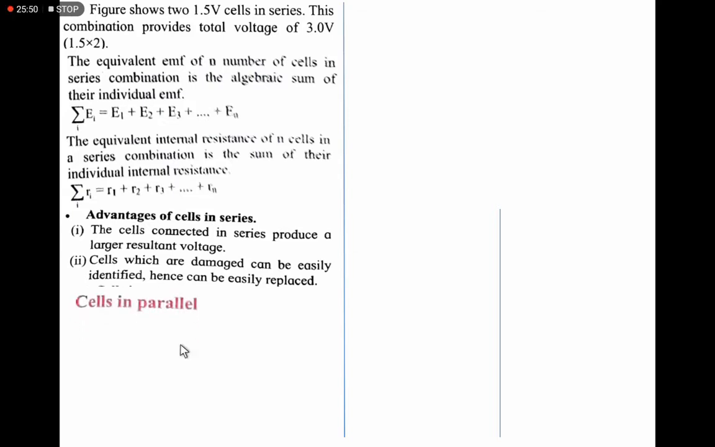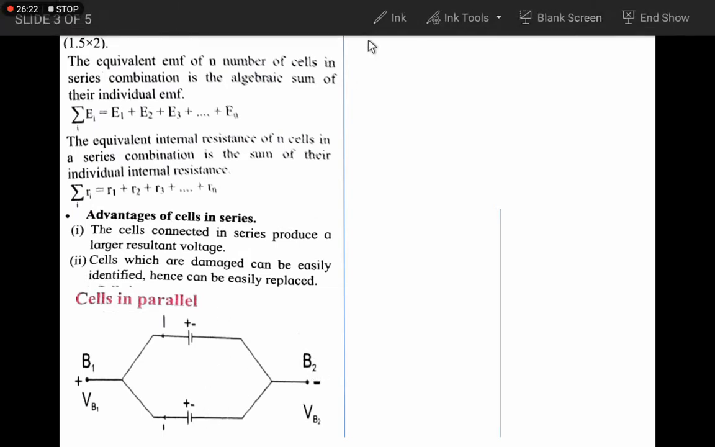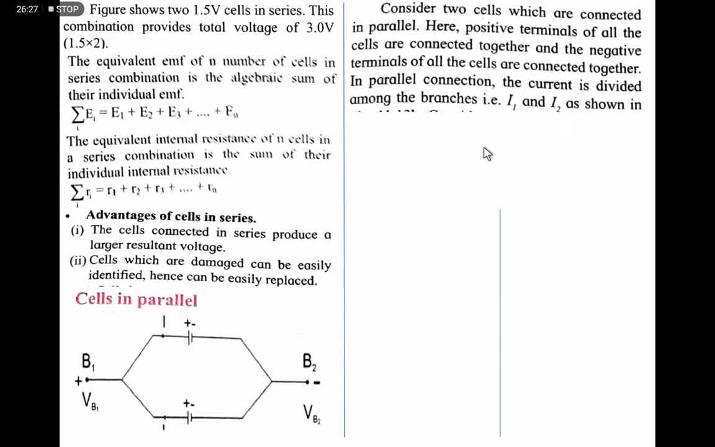Okay. Cells in parallel: each terminal is connected to a common point. Hence the positive of one cell is connected over here, and the negative of one cell and the negative of another cell are connected together. So this is the positive terminal and positive potential over here, and negative potential is here. This type of combination of cells is known as the cells in parallel combination.